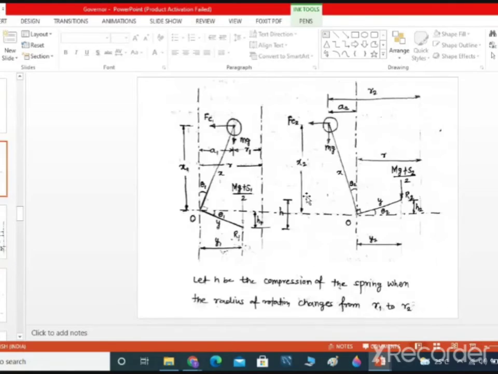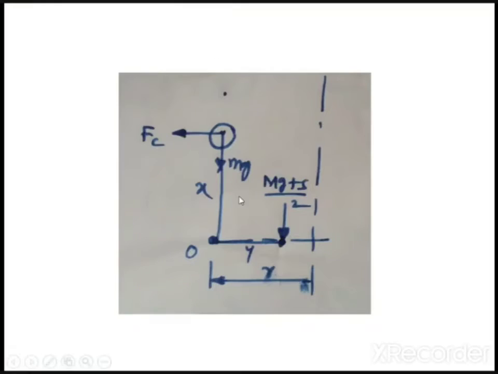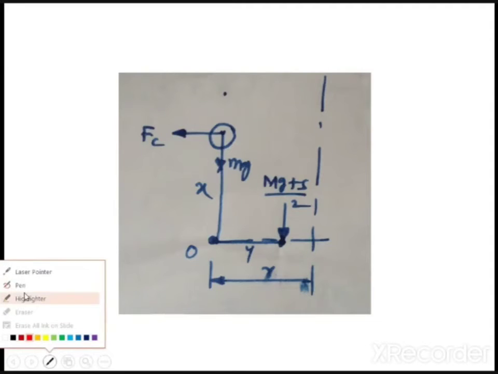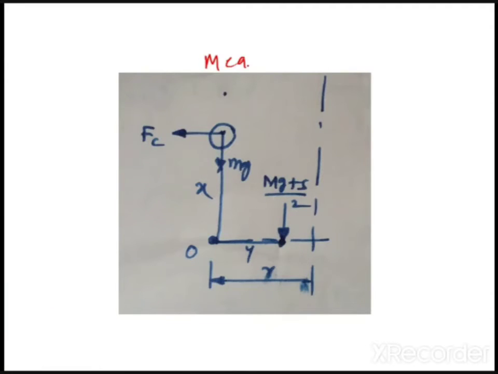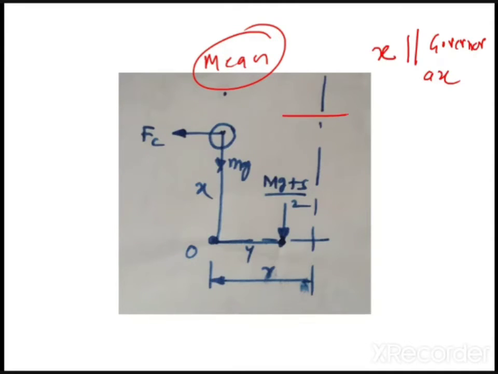Let us understand the third position. Okay, this was the third position. Now, third position means what? This is nothing but a mean position. So, in the mean position, what you understand from this x is that the ball arm is parallel to the governor axis. See, x is parallel to the governor axis. This is the governor axis.